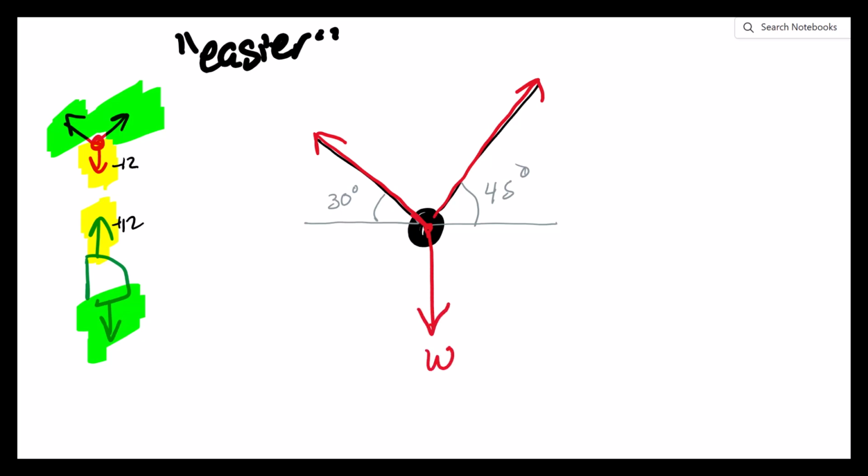So we have a weight, a tension 1, and a tension 2. That's the free body diagram. If you can't get this picture right, you can't do the rest of it, so there's really no point in continuing with this problem.